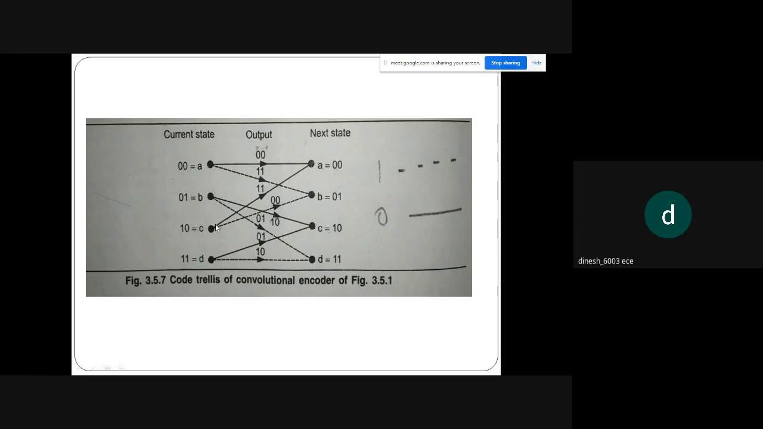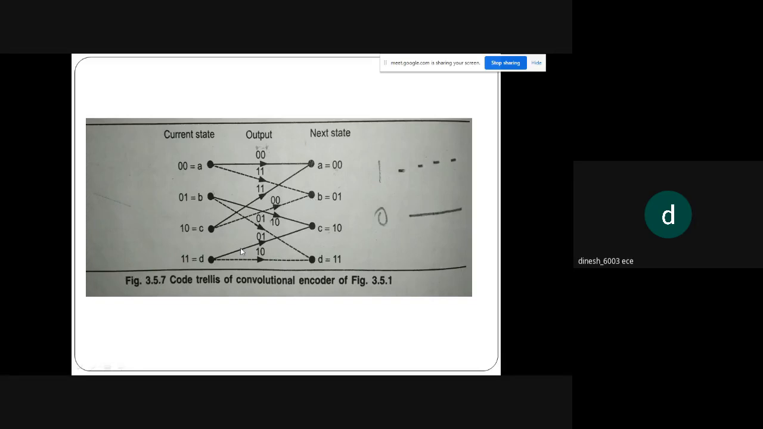Similarly for C, if I give m is equal to 0, the output is 1 1 and it goes to A state. And for current state C, if I give m is equal to 1, which is in dotted lines, it gives B, and the output is 0 0.